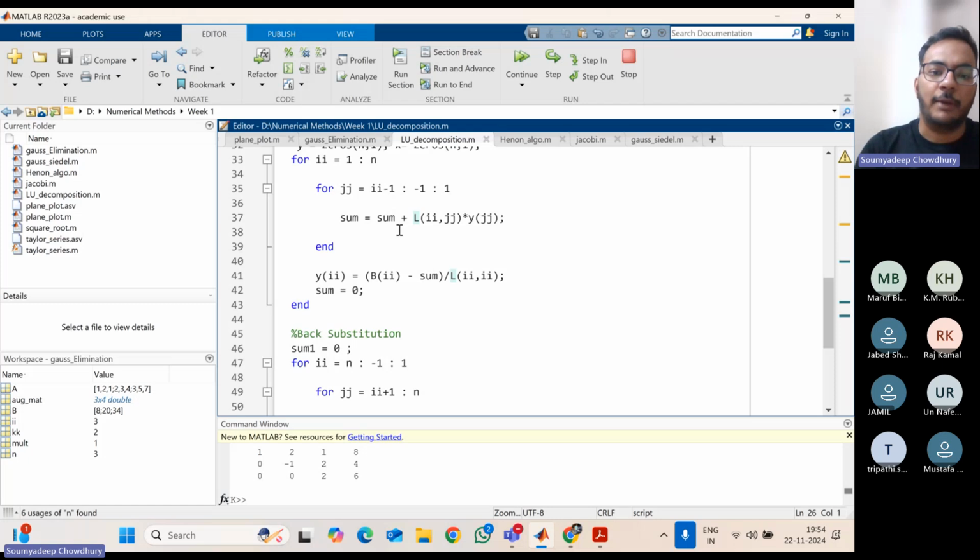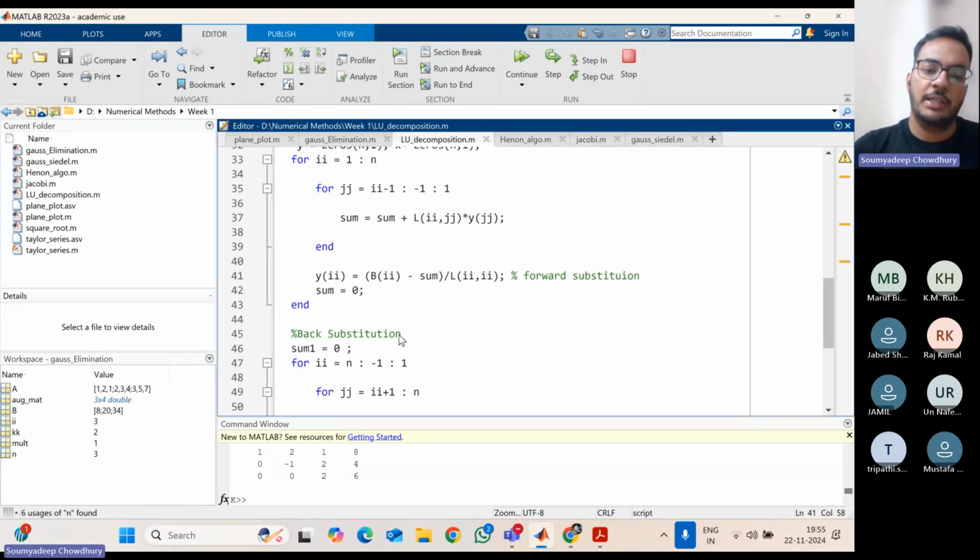In that way we are finding the sum. Just like we were solving for the first row: L11 into x1, L12 into x2, L13 into x3 equals b1. From that we found x1, because L12 and L13 were 0, so we found it from L11. Similarly we are finding this sum here, and once we have the sum, we can substitute it in this equation. This is the equation for forward substitution.